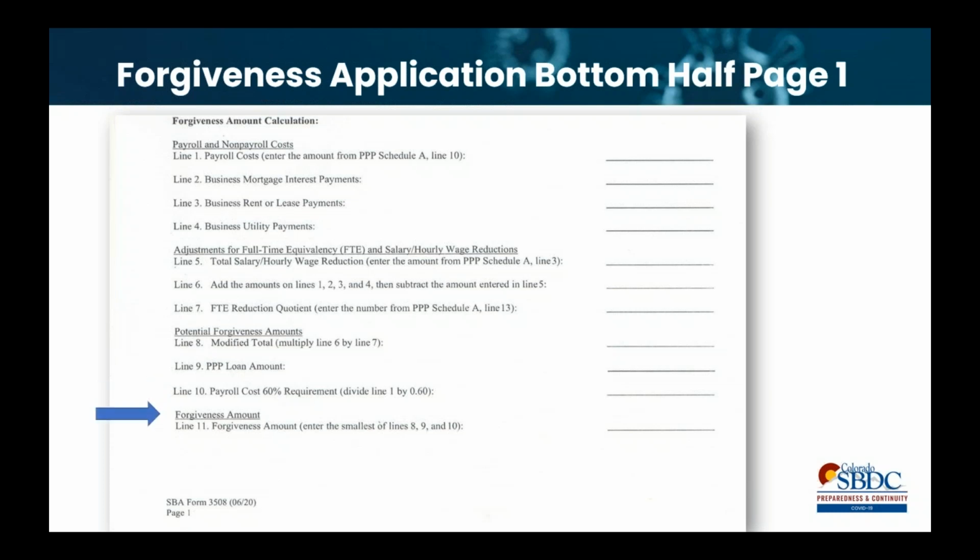Line 11 is our forgiveness amount. Here we will enter the smallest of lines 8, 9, or 10. This is the amount that we will be forgiven. But wait, it seems that there's something missing. Weren't we told that we would not be forgiven the amount of any idle advance that we received? Yes, that is true, and it is still what all the documentation says.